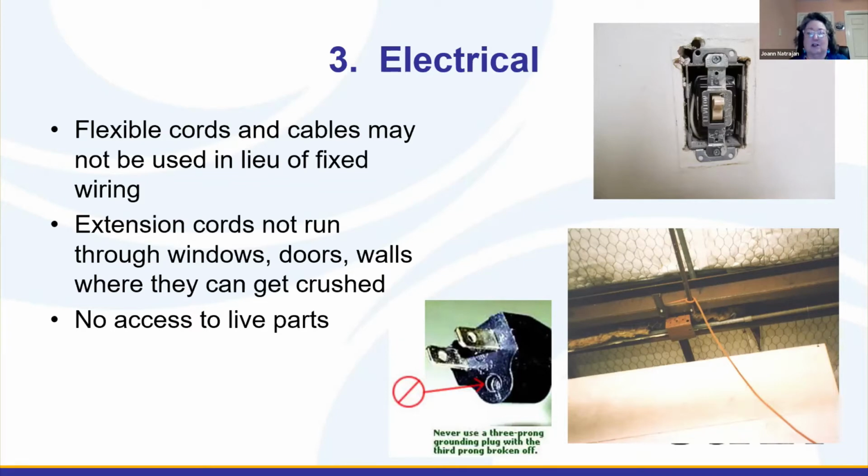Lastly, one of the other ones we're always looking for is access to live parts, meaning in the upper right, you can see a knife switch plate that's missing. And that means that someone could accidentally touch something live inside that box. So workers should not be able to touch anything live in the workplace.